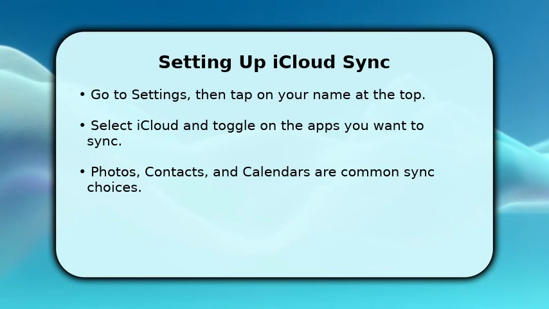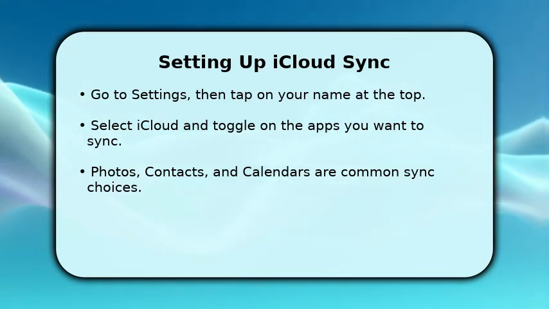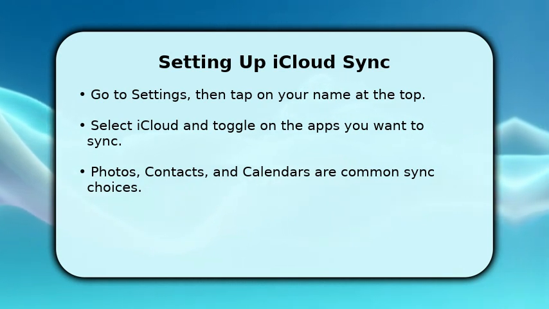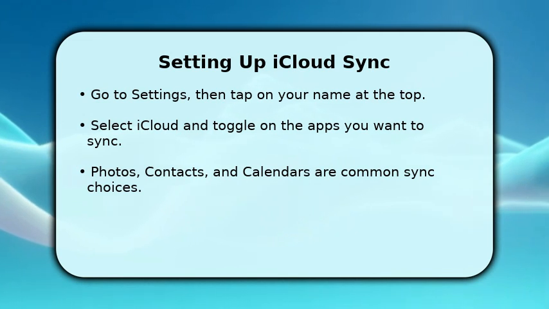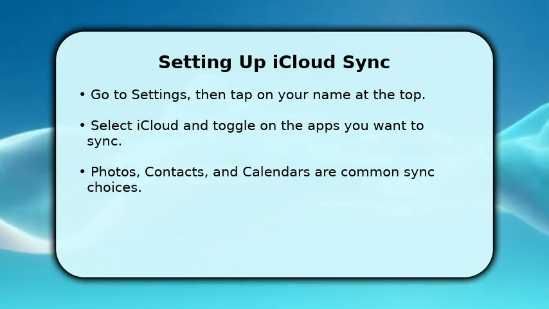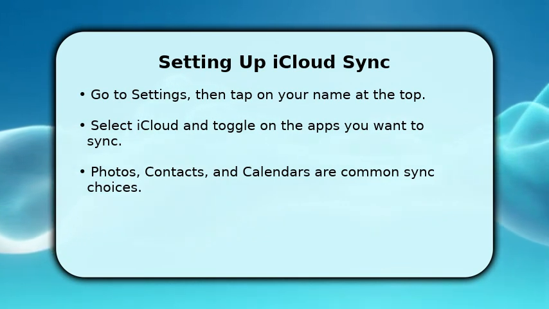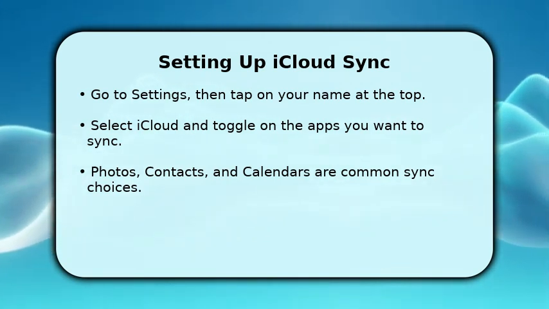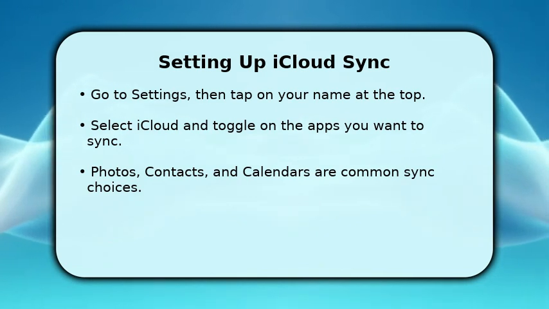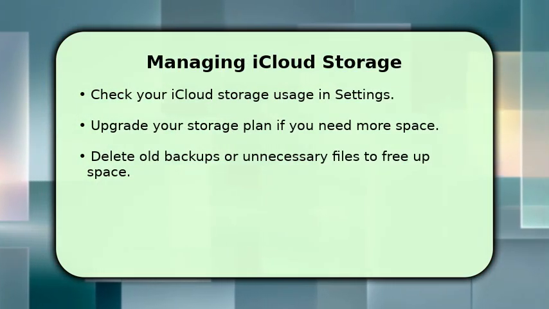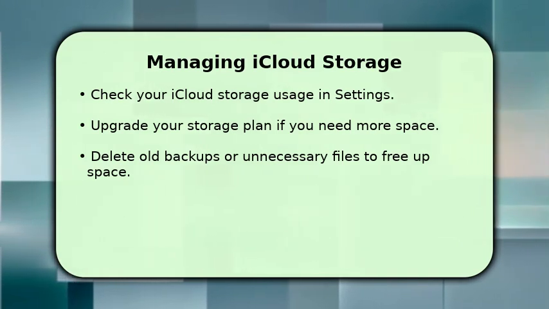To begin, open the Settings app on your device and tap on your name at the very top. From there, select iCloud. You'll see a list of apps that can use iCloud. Simply toggle on the ones you wish to sync, like photos, contacts, or calendars. This ensures your important information is always up to date across all your devices, making your digital life much easier to manage. iCloud offers 5 GB of free storage, but you might need more.